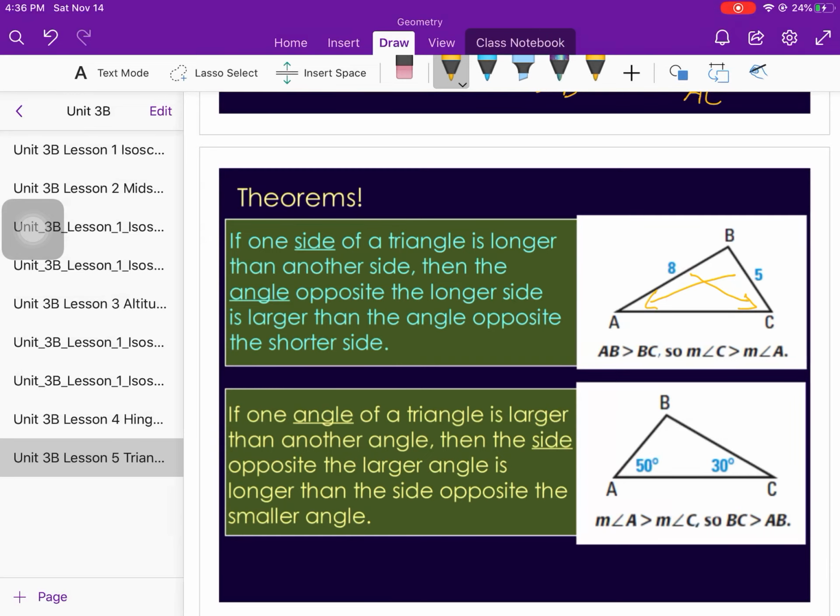Then we have the converse of this. If one angle of a triangle is larger than another angle, then the side opposite the larger angle is longer than the side opposite the smaller angle. So this is just the reverse idea, where 50 is bigger than 30, 50 is across from BC, and 30 is across from AB. Since BC is with the bigger angle, it has to be the bigger side.